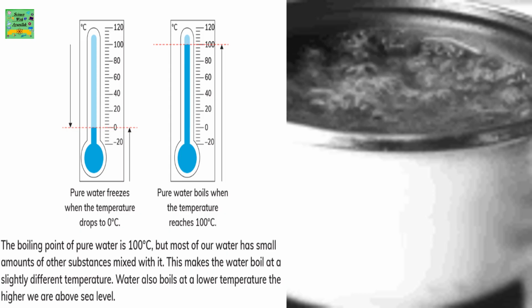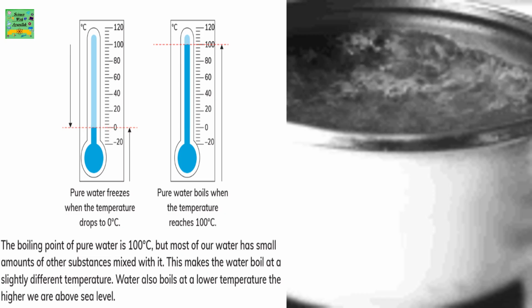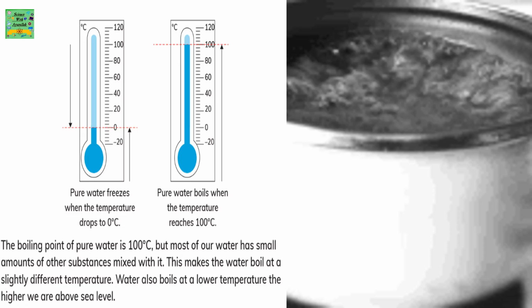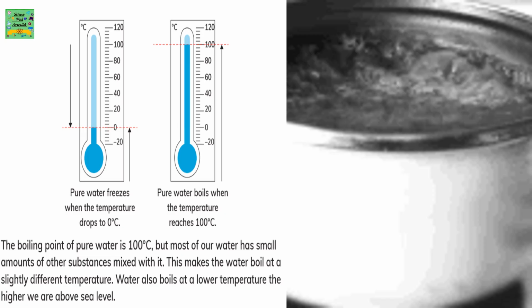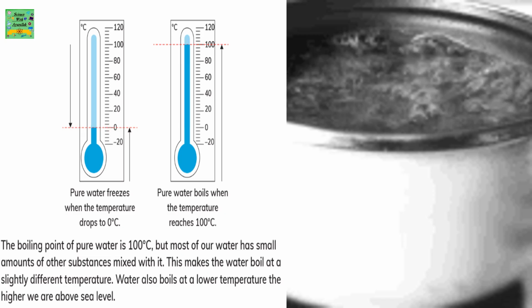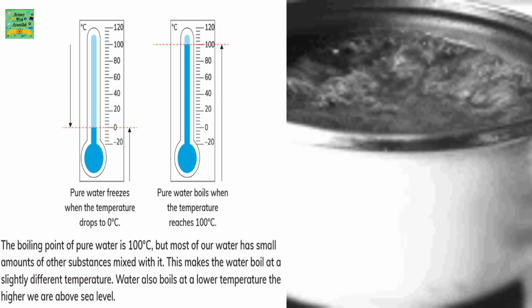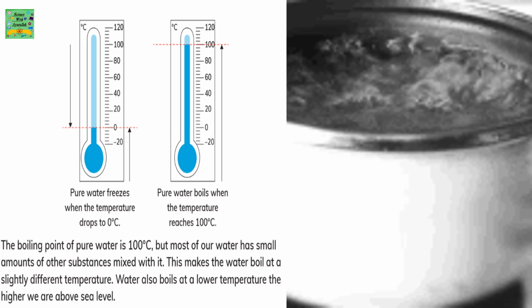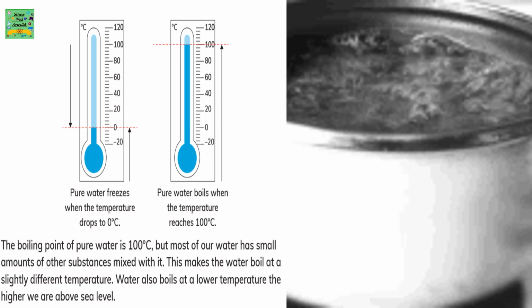Please note that the boiling point of pure water, that is, it's not mixed with any other substance, is 100 degrees Celsius. But most of our water has small amounts of other substances mixed with it. This makes the water boil at a slightly different temperature. Water also boils at a lower temperature, the higher we are above sea level.